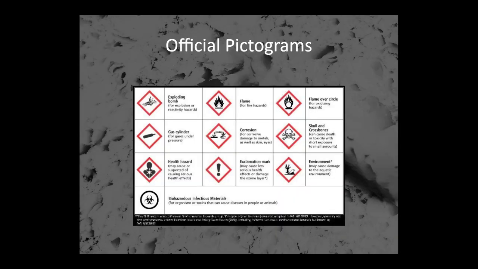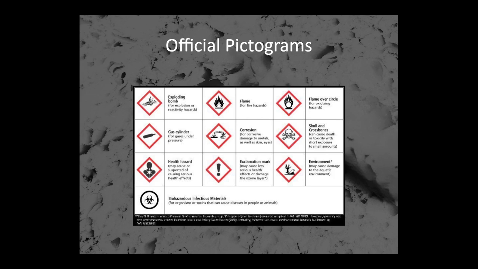The physical hazard pictograms include flame for flammable materials, flame over circle for oxidizing hazards, exploding bomb for explosion or reactivity hazards, and gas cylinder for gases under pressure.